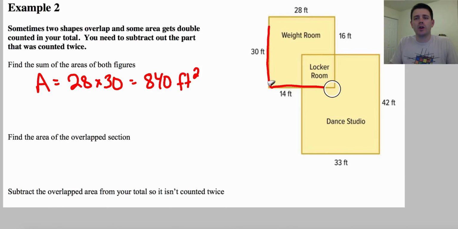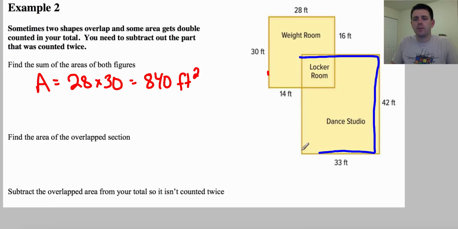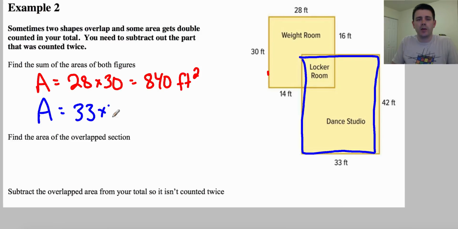Now I want to focus on the dance studio. That's my other big piece. So that's this rectangle here. Again, I want to find its area. So I do base times height. 33 is my base. 42 is my height. 33 times 42. This one I can't do in my head, so I'm going to do a quick little multiplication problem.